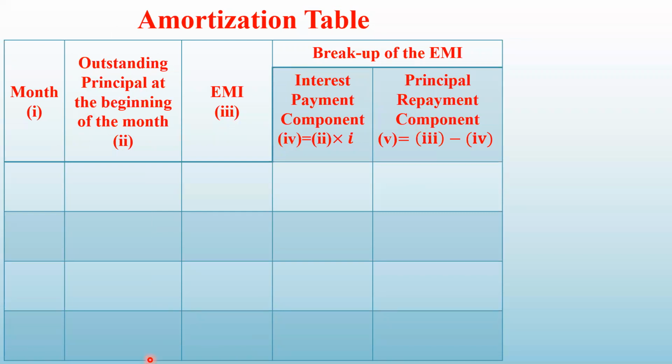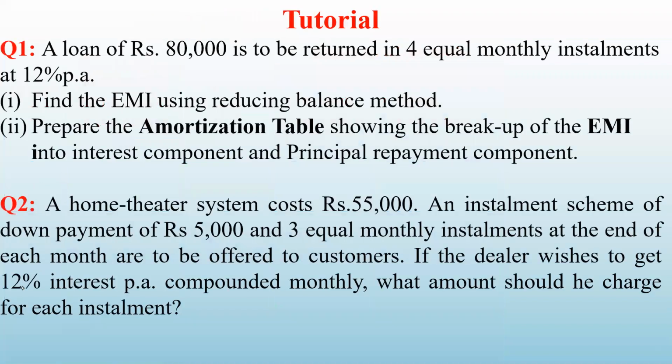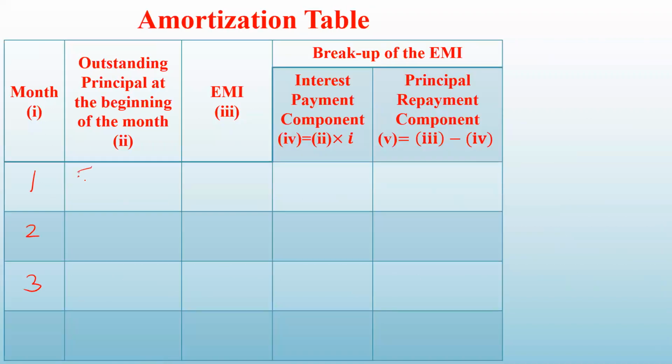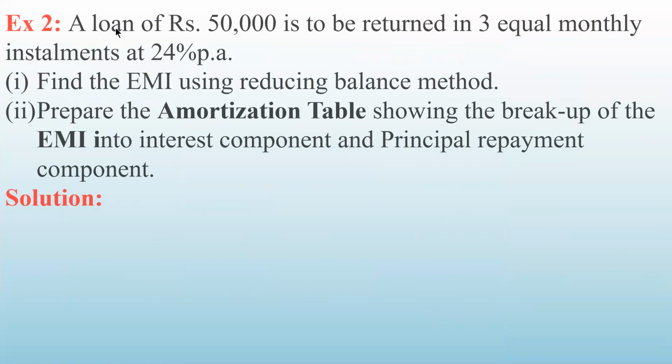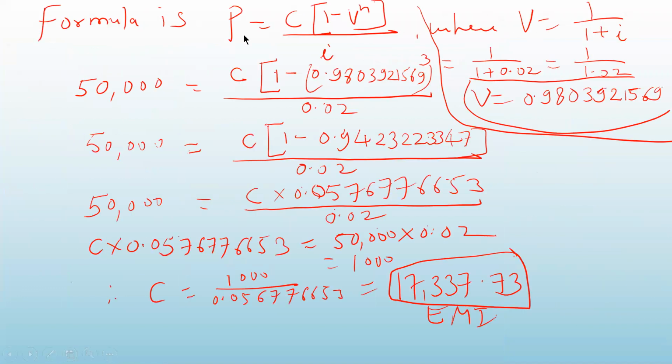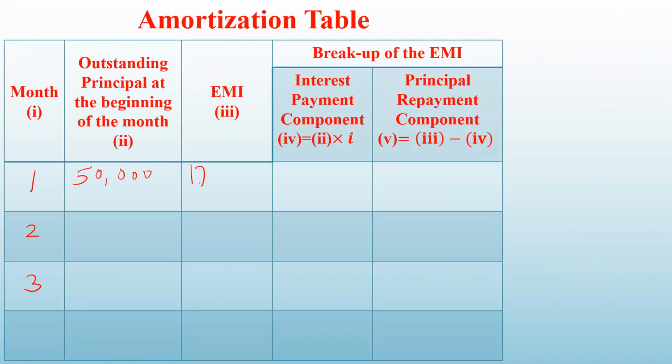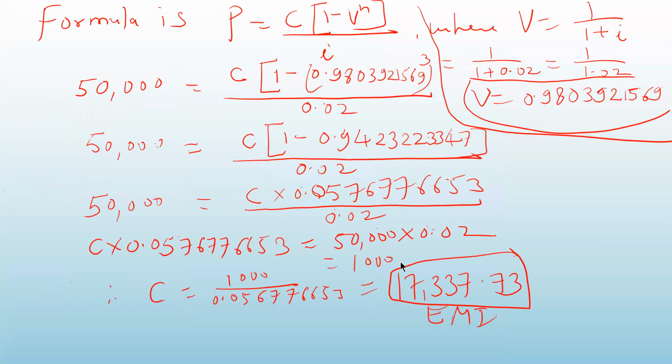So in this problem, the loan is paid off in 3 months, correct? So let us quickly write down. There are 3 months, 1, 2, and 3. What is the outstanding principal in the first month? It was 50,000. The loan of 50,000 was taken, correct? And what was the installment amount? 17,337.73.